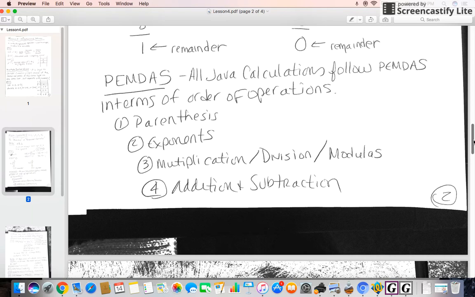So in Java, we follow PEMDAS. And the order of precedence is always going to be do parentheses first, followed by exponents. MD stand for multiplication division, but we're also going to throw in the other M, modulus, since that's a new math operator. And then finally, AS is also addition and subtraction.